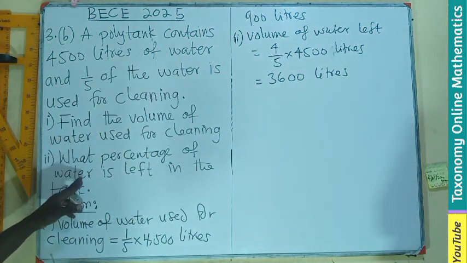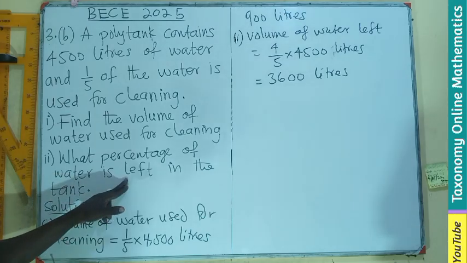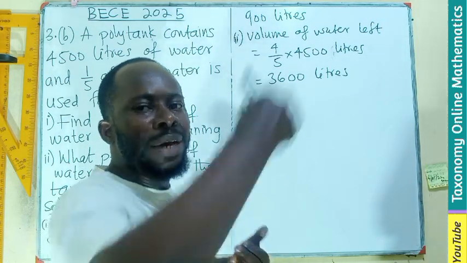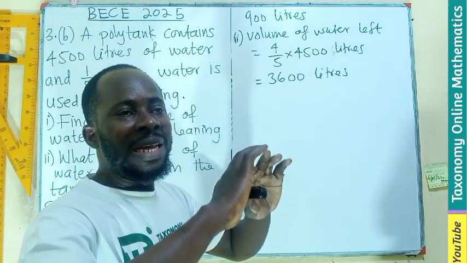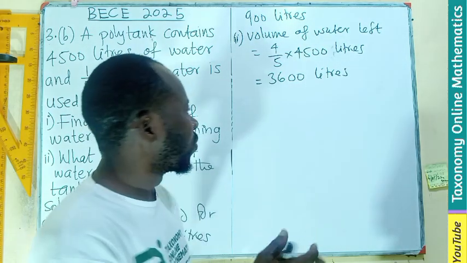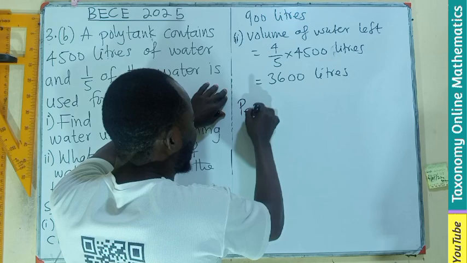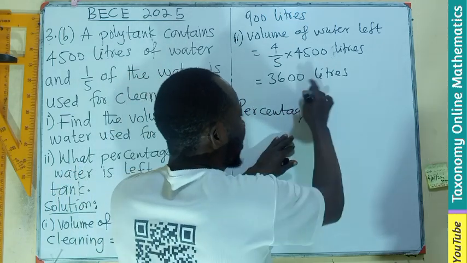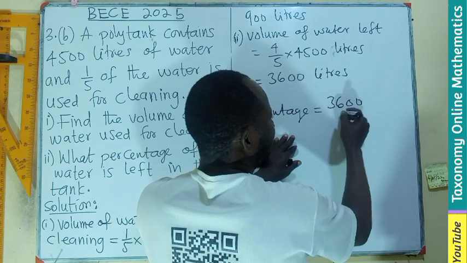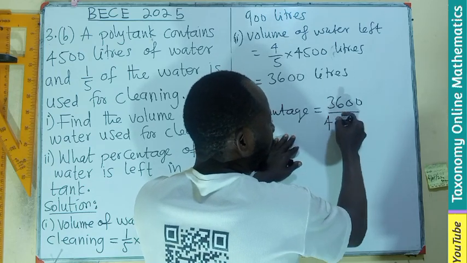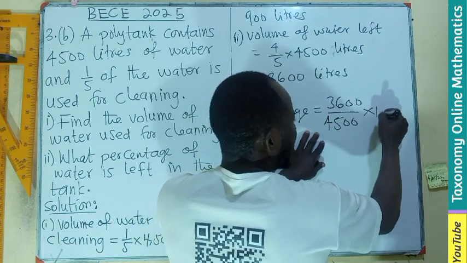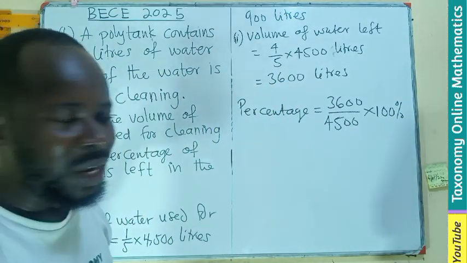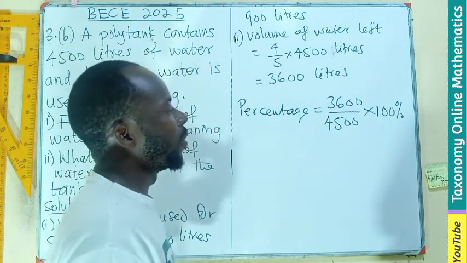All right. But that is not what we are looking for. We are looking for the percentage of water left. The percentage of water left is the volume of water left compared with the capacity of the tank. So if I'm looking for the percentage, it's going to be the volume of water 3,600 divided by the total volume of water 4,500, expressed as a percentage. Expressing that value as a percentage gives you your result.